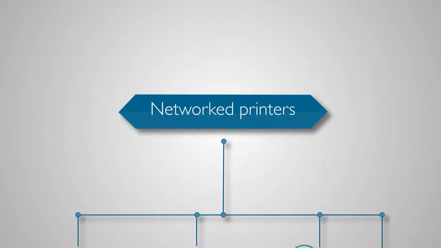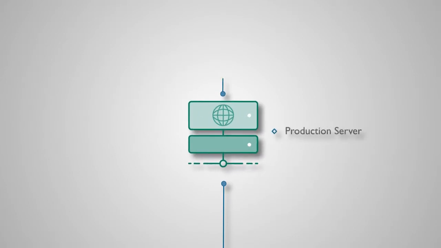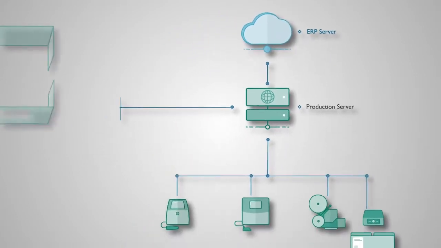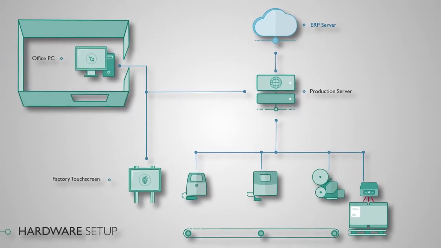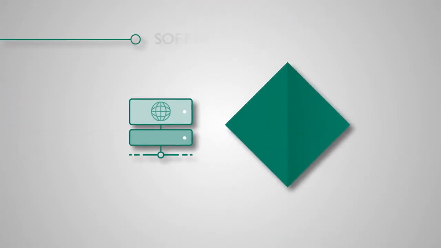Simply link the coders via a network to a production server and enable access to other business systems such as ERP. You can also link to office computers and factory touchscreens, meaning they're now on the same network and can communicate. The software setup is just as simple.